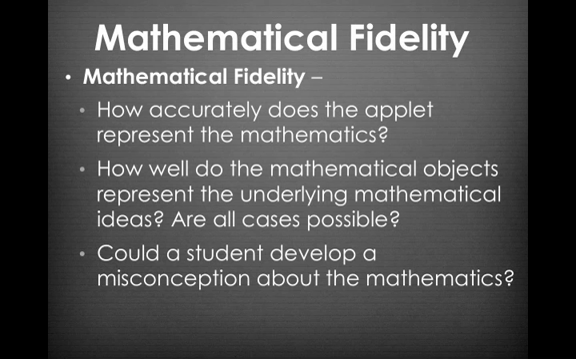Are all cases possible? If we're looking at the triangle inequality theorem, and the triangles that can be created are only with whole or integer lengths, well, then we're really missing out on anything that are rational lengths. And so, are all cases possible? And then, could students develop a misconception about the mathematics? What kind of things are going to hinder them and develop wrong ideas?